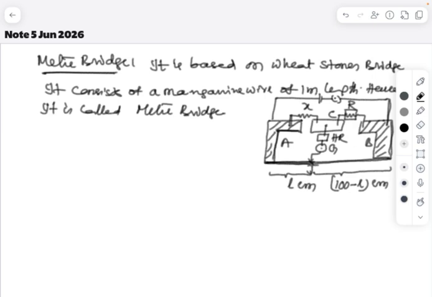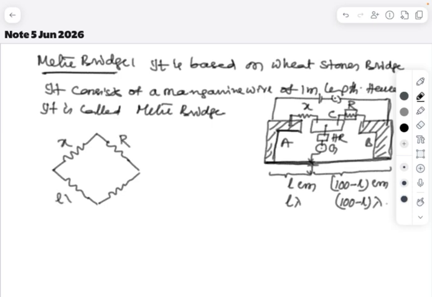Resistance of wire per unit length is taken as lambda, then the resistance of this wire equals L lambda, and the resistance of this length of wire equals 100 minus L into lambda. It is similar to Wheatstone's bridge. X, R, L lambda, 100 minus L into lambda. This is the galvanometer.